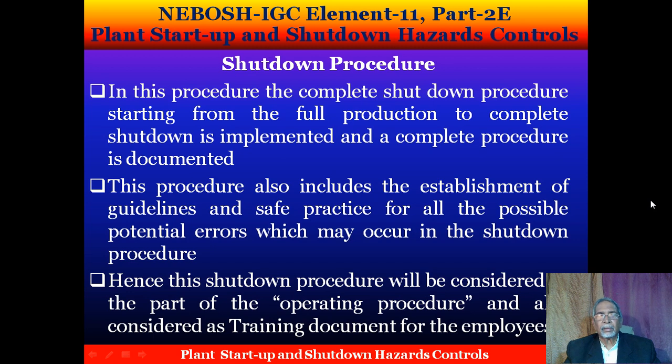Shutdown procedure. In this procedure, the complete shutdown procedure, starting from full production to complete shutdown, is implemented and a complete procedure is documented. This procedure also includes the establishment of guidelines and safe practice for all the possible potential errors which may occur in the shutdown procedure. Hence, this shutdown procedure will be considered as part of the operating procedure and also considered as a training document for the employees.